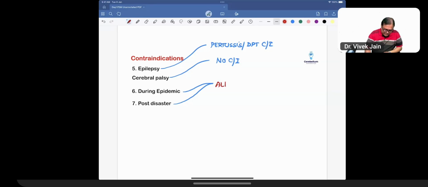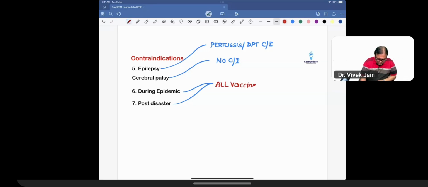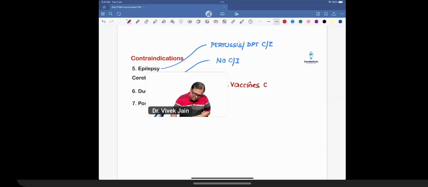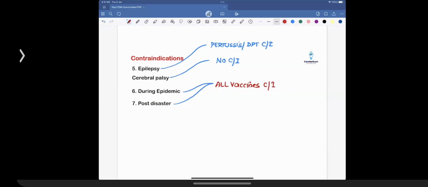All vaccines are contraindicated because vaccines take a longer time to form immunity. Diseases have a shorter incubation period. The only vaccine which can be used in an epidemic is measles. Very right. Good. What is the reason measles is allowed during an epidemic or after a disaster? Measles incubation period is 10 to 14 days, whereas vaccine protection forms within 7 days, right? So it is the only vaccine which can form protection faster than the natural incubation period of the disease.